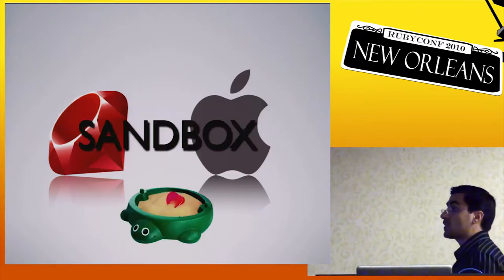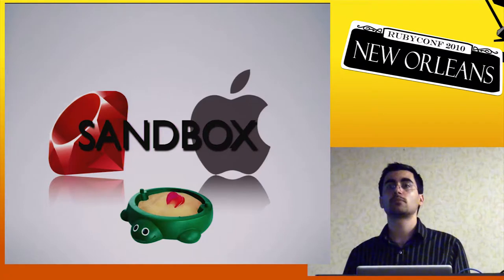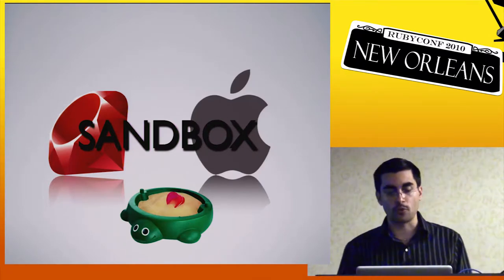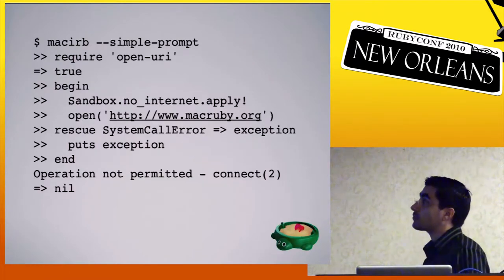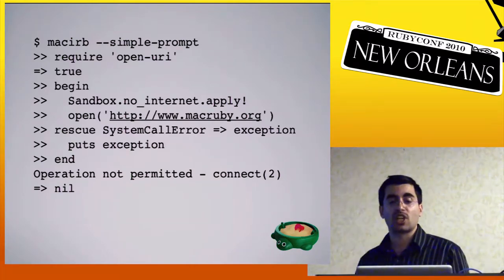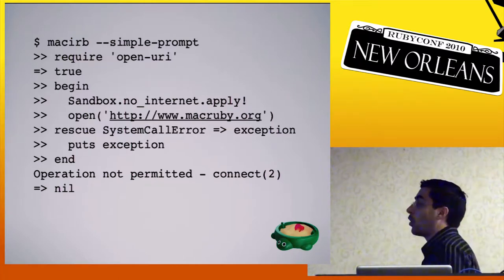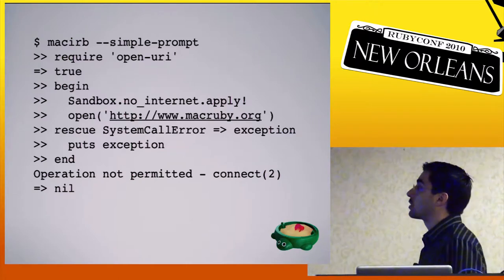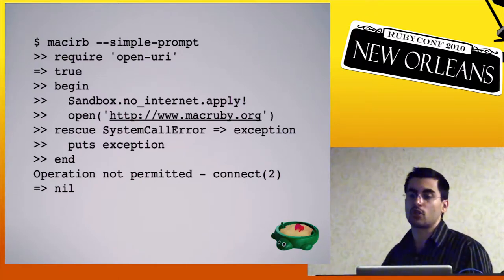Another new feature is sandboxing. I believe Aaron ported that to other Rubies. The way it works is you can sandbox your application, and it uses the OS X feature which allows you to block access to some underlying features. So in this example, we create a sandbox, and we put our application in it, and we say that the application cannot use the internet.